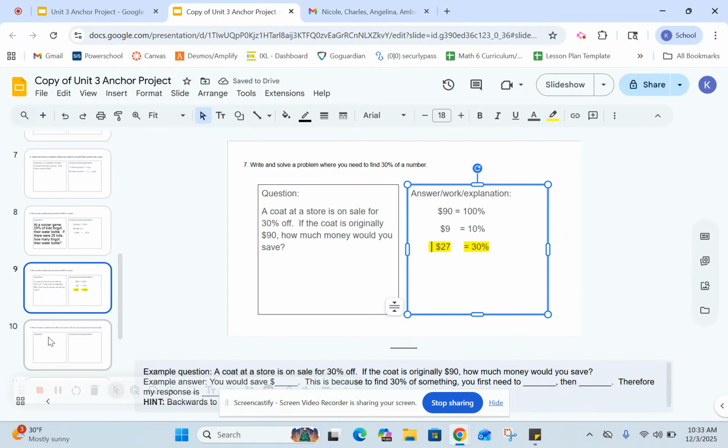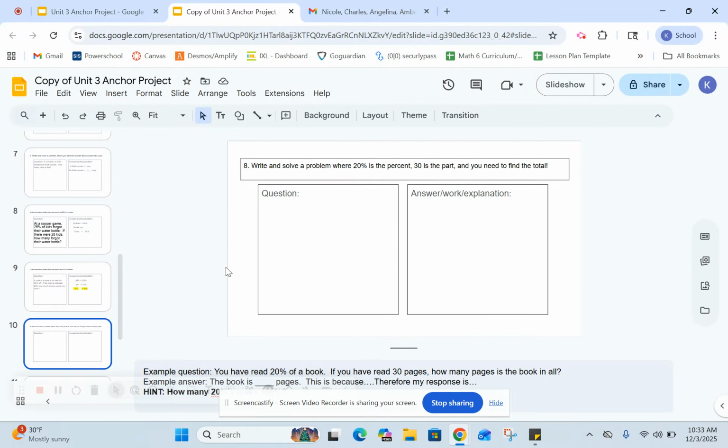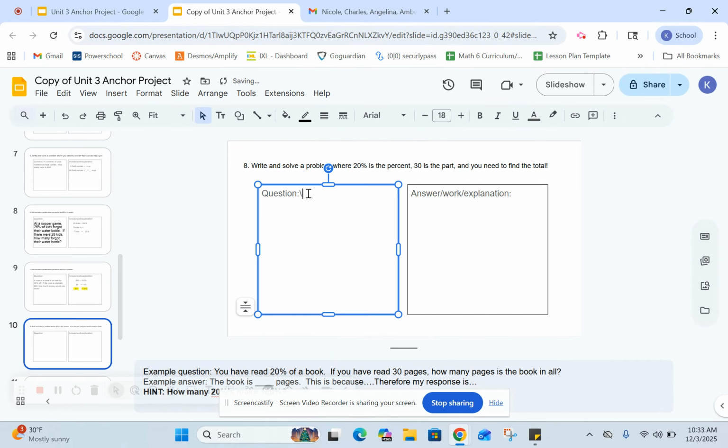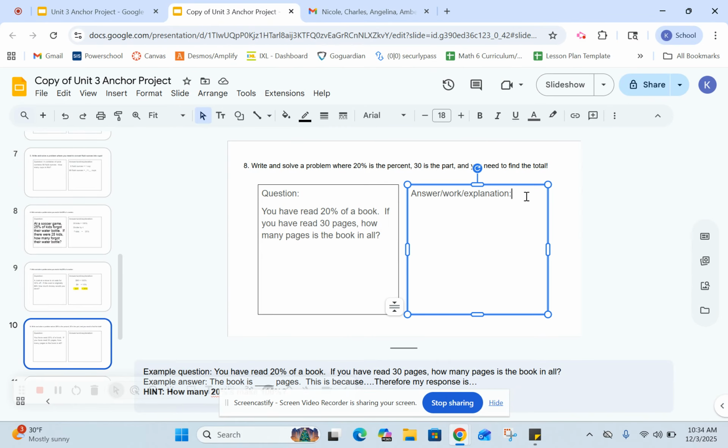All right, let's keep going. 3 more. Write and solve a problem where 20% is the percent, 30 is the part, and you are looking for the total. All right, so. Actually, let me make that a little bigger. Sorry about that. Okay, you have read 20% of the book. If you have read 30 pages, how many pages is the book in all?